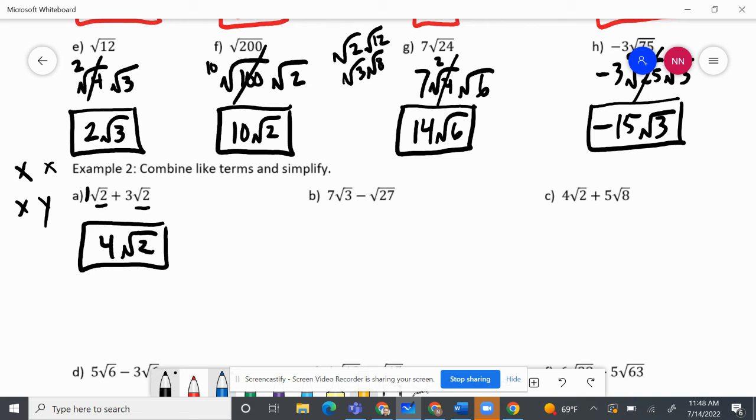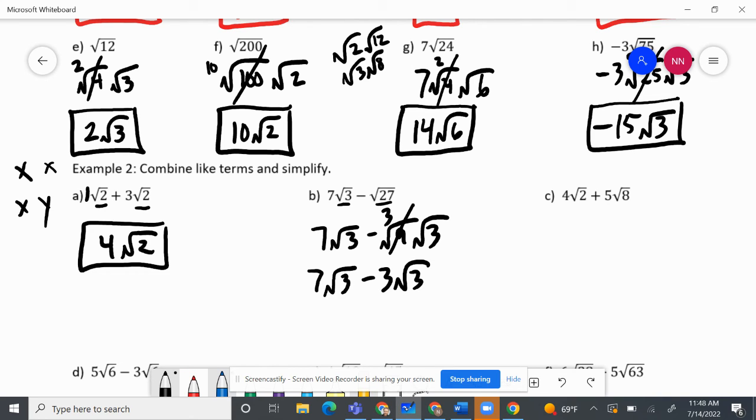Now, letter B, we can't subtract these because they don't have the same square root. So what we're going to do is we're going to simplify 27. 27 we know is 9 and 3. The square root of 9 is 3. So we have 7 square root of 3 minus 3 square root of 3. And 7 minus 3 gives us 4. So 4 square root of 3 is our answer.